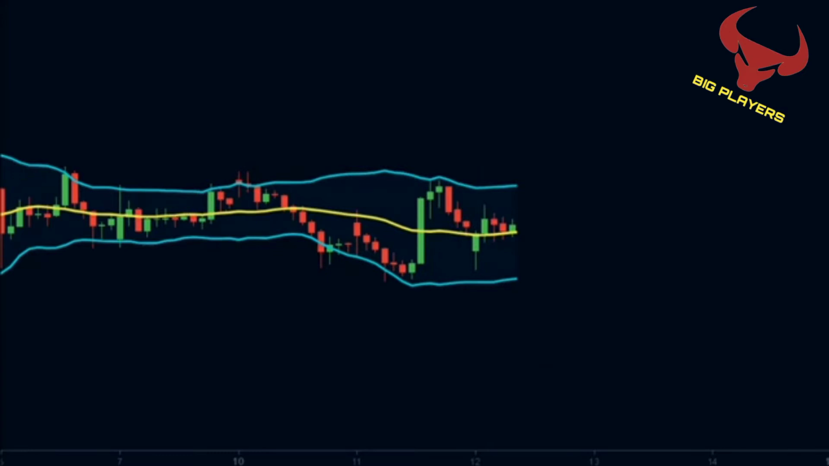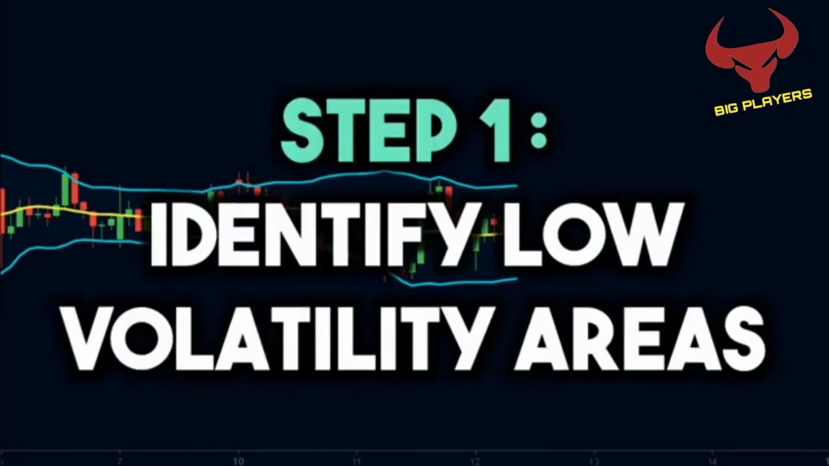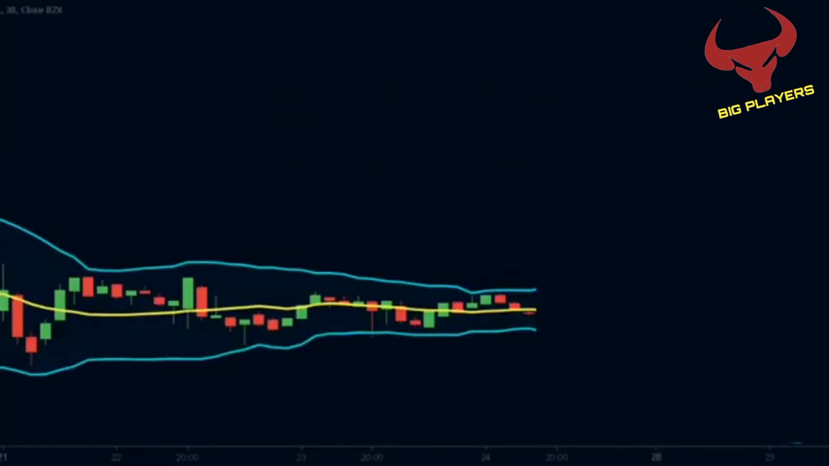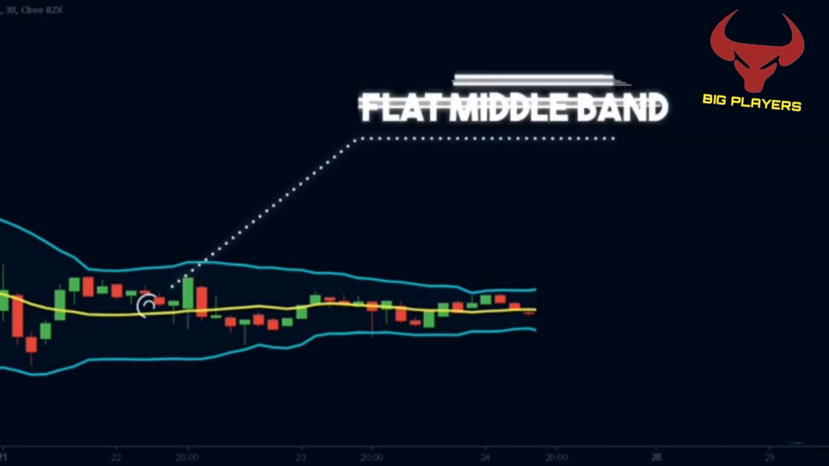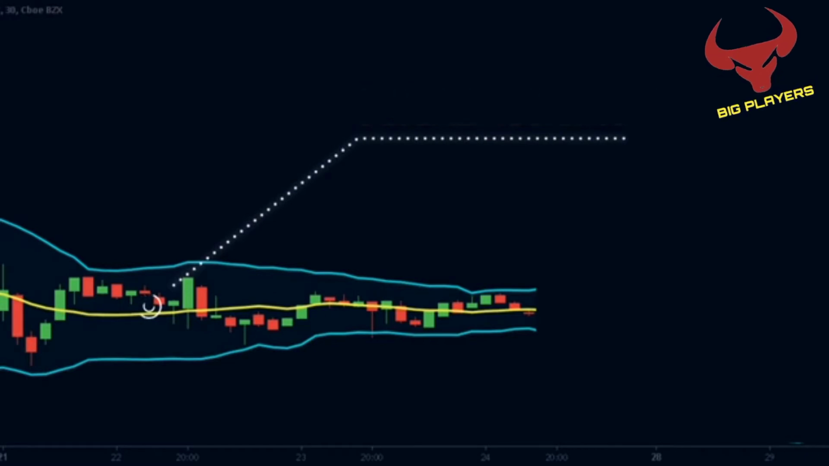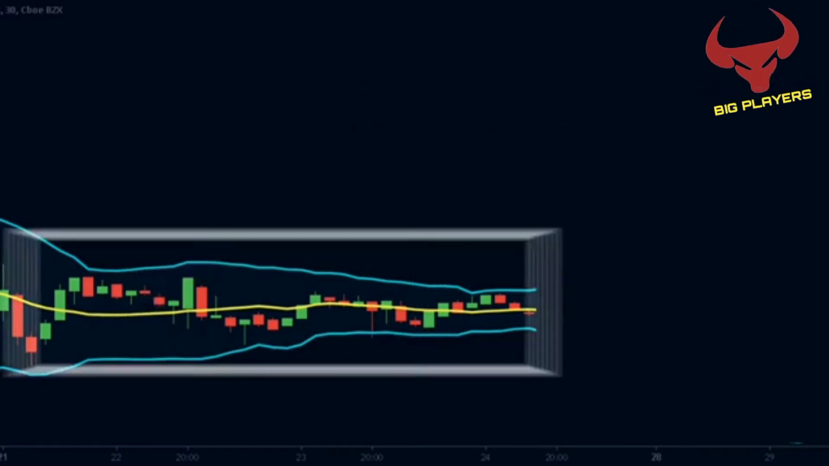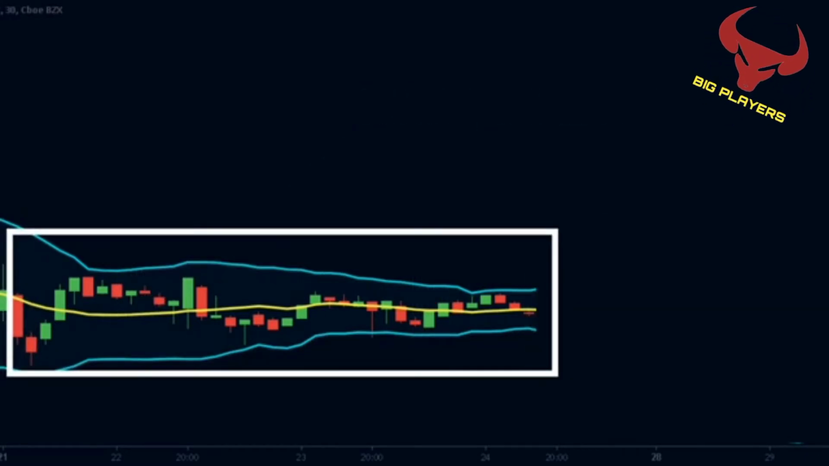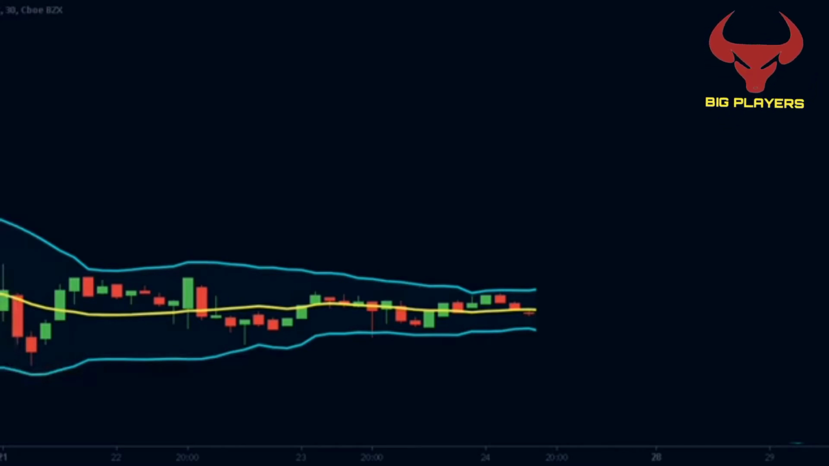For that, the first step is to find low volatility areas. Here is how a low volatility period looks. This is a 30-minute chart of the Amazon stock. Look at the middle band. It is as flat as a horizontal line. Another thing to note here is that the bands are extremely narrow. Both of these points indicate that the price is in low volatility. So, our first step is now complete.